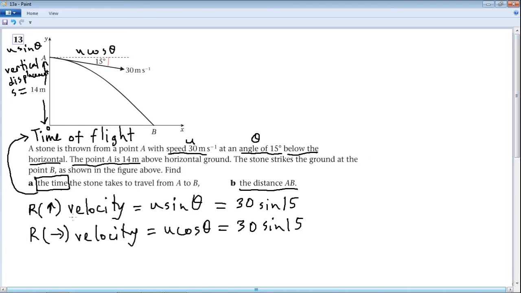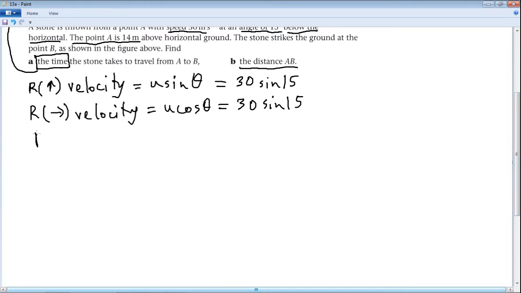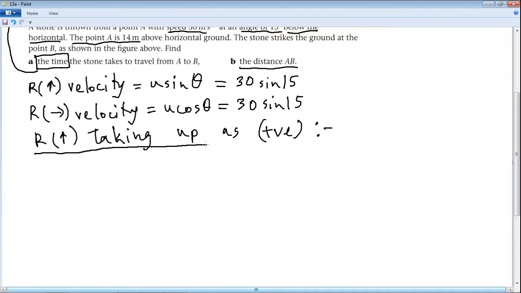Okay, we have found the vertical velocity and the horizontal velocity, so we will resolve separately, vertically and horizontally. At first let us resolve vertically, taking up as positive. We have taken the upward direction as positive.